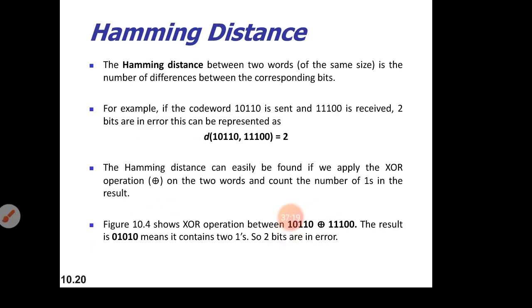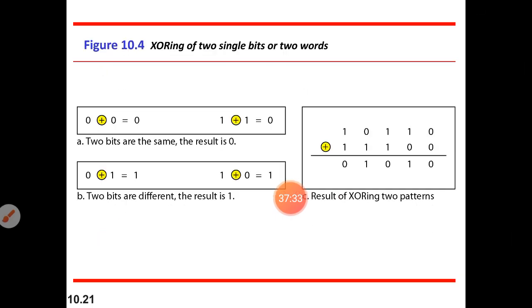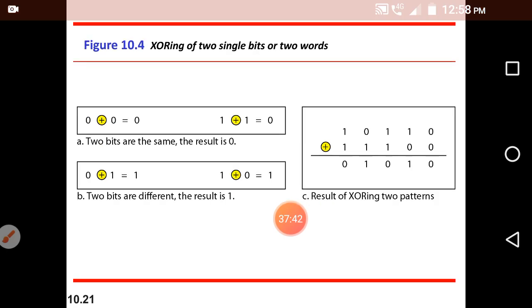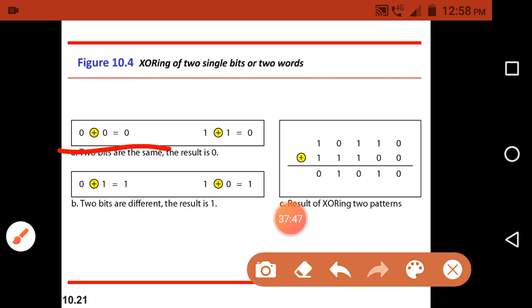So let's take the same example, 1 0 1 1 0 and 1 1 1 0 0, and apply the XOR between those two code words. We will see how to apply it, and you already know the truth table of the XOR operation. Whenever there are similar bits, the result will be 0. Whenever there are two different bits, the result will be 1.